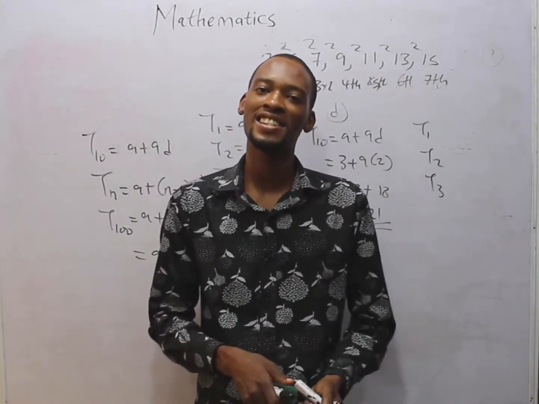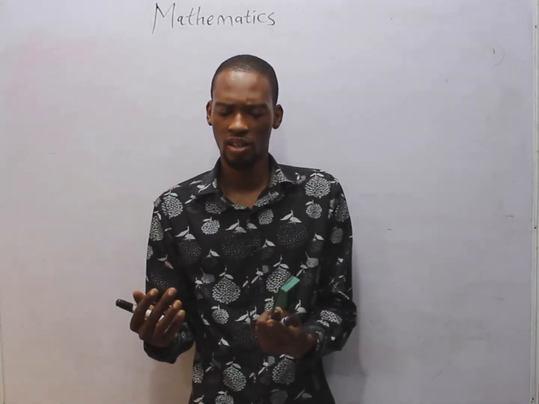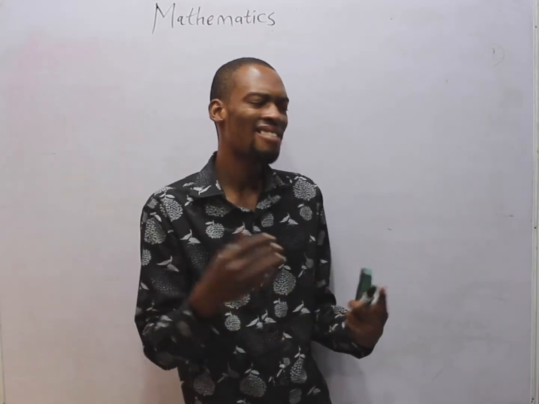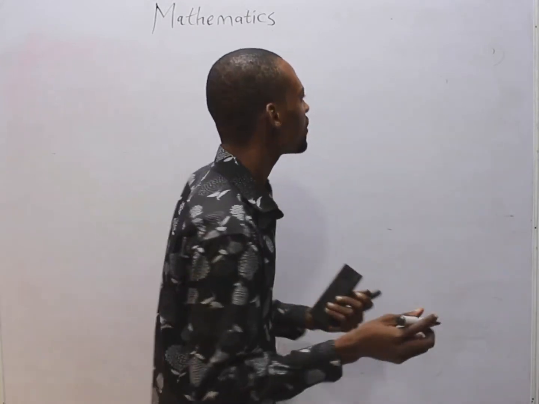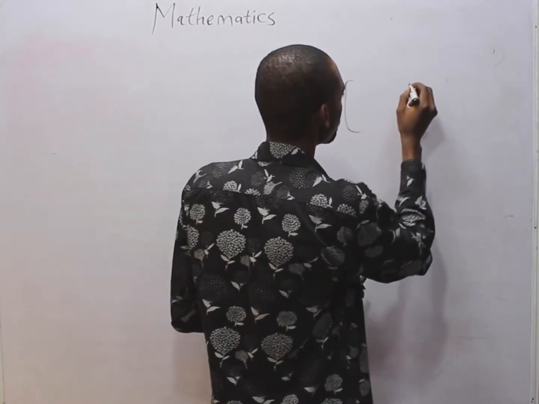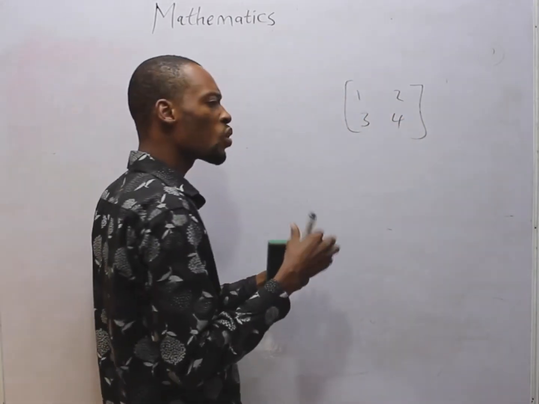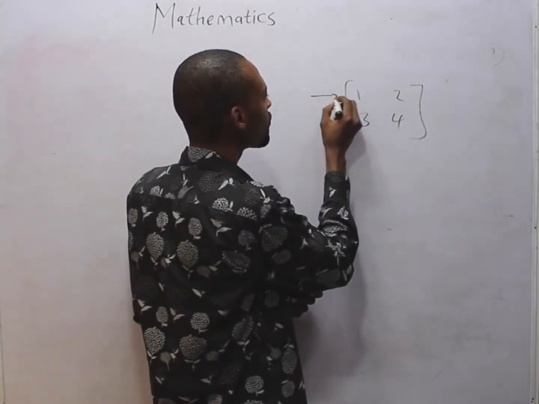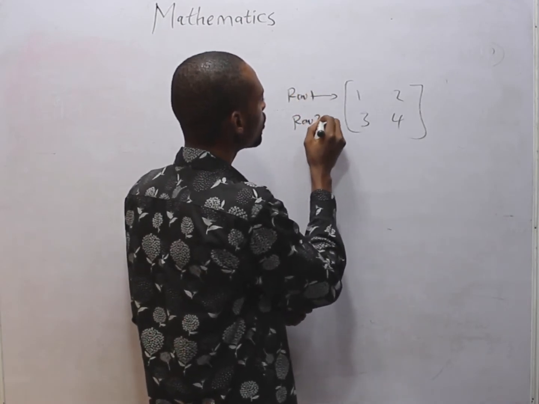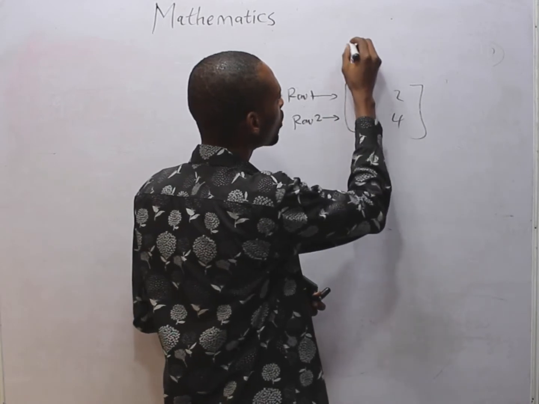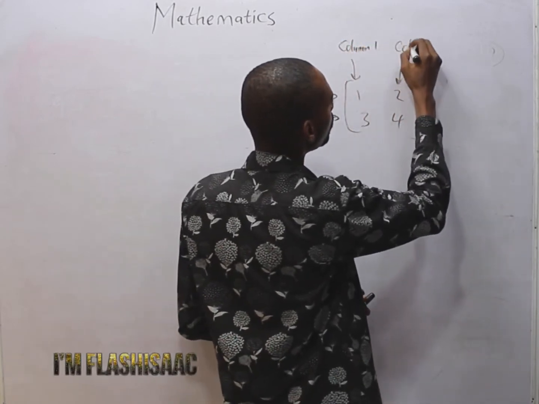So let's see the next set of points. Matrix is a group of numbers or letters arranged in a rectangular form and enclosed in parentheses. So if you are given a matrix, let's say like this, 1, 2, 3, 4. It has rows and columns. This part is referred to as row. This is row 1. This is row 2. This is column 1. And this is column 2.